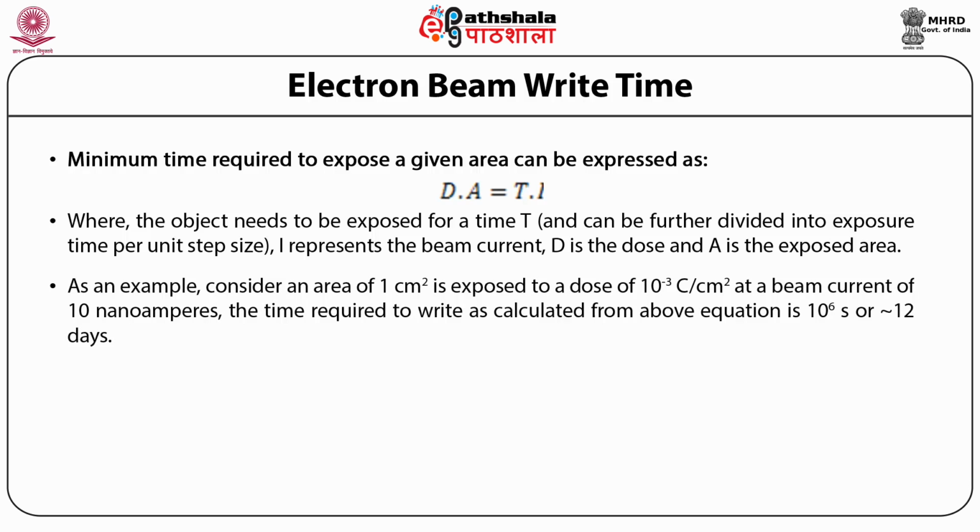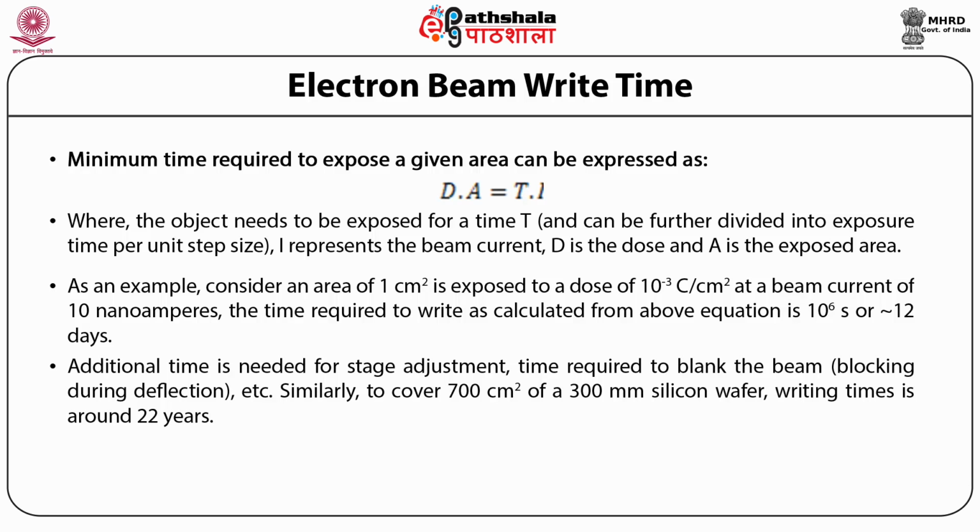As an example, consider an area of 1 centimeter square which is exposed to a dose of 10 raised to the minus 3 coulomb per centimeter square at a beam current of 10 nanoamperes. The time required to write, as calculated from the above equation, is 10 raised to the 6 seconds, or approximately 12 days. Additional time is needed for stage adjustment, time required to blank the beam, that is blocking during deflection, etc.